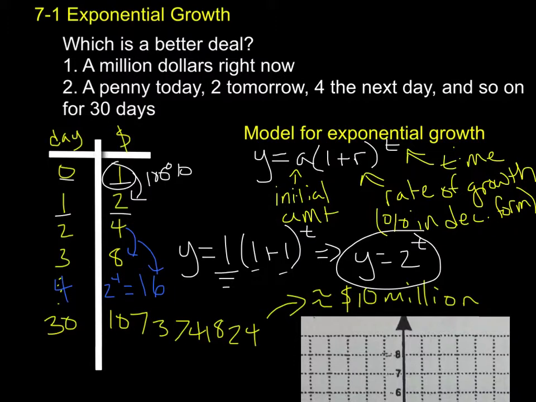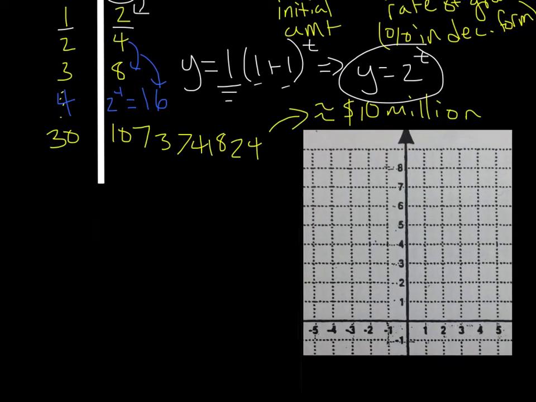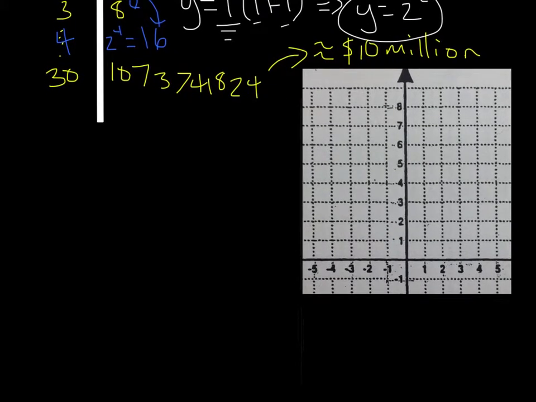But one thing I'd like to do, because we've looked at the numerical representation of exponential growth. Here's the algebraic one with the equation. Let's see what this looks like visually, the graphical representation. So I'm going to plot some points here.